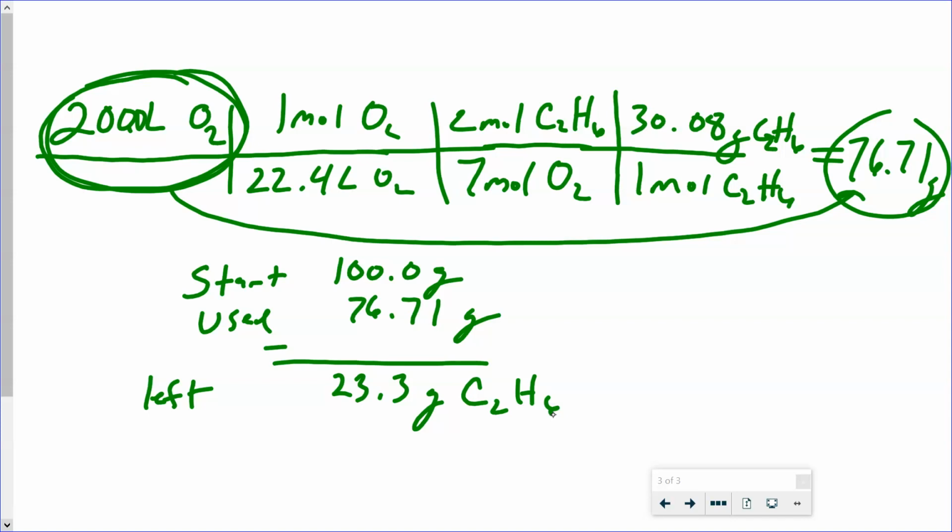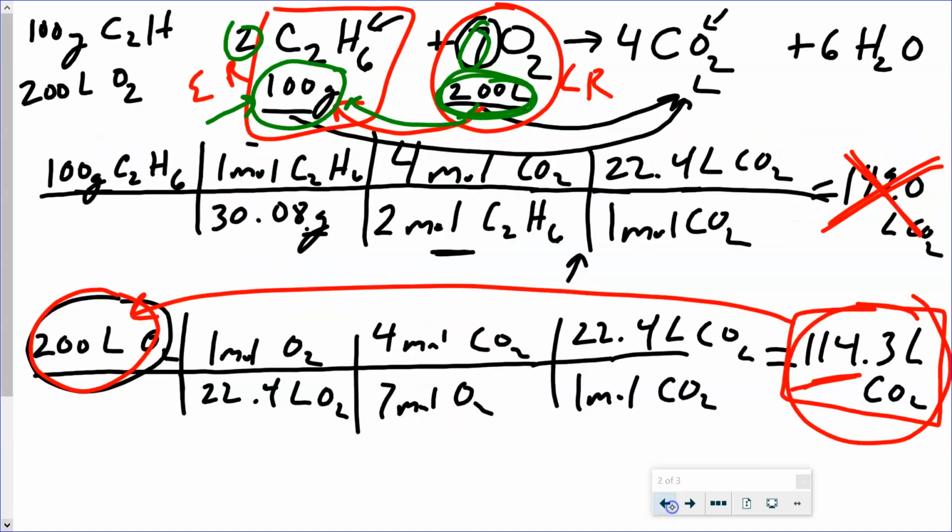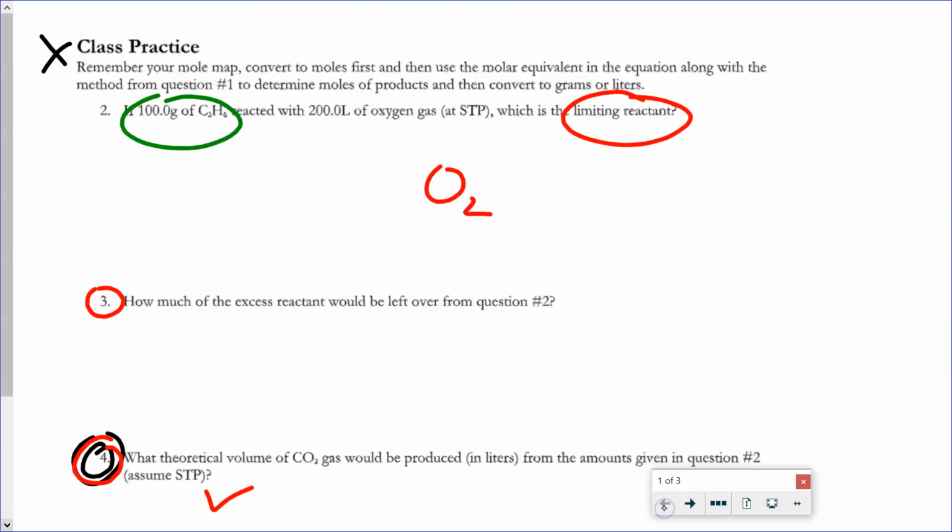that's left over. Okay, so in this reaction, we used about 76 grams of it. We started with 100 grams of it, and so we had about 23 grams of that reactant left over. So that answers this question, number 3 here, of how much of the excess reactant would be left over.